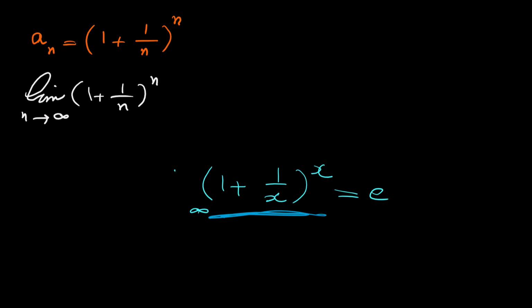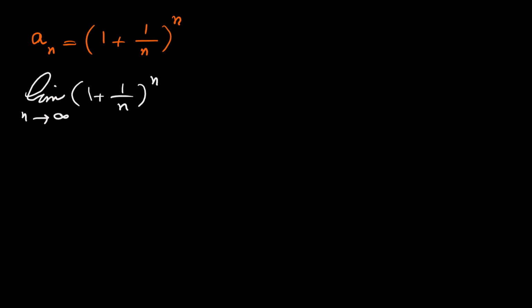But here I want to give you a proof for this. Before we start, let me tell you something about this limit. When n approaches infinity, what is the limit of the bracket? When n approaches infinity, 1 plus 1 over n is approaching 1. Because as n approaches infinity, this approaches 0, so 1 plus 0 is 1, and the power is infinity.